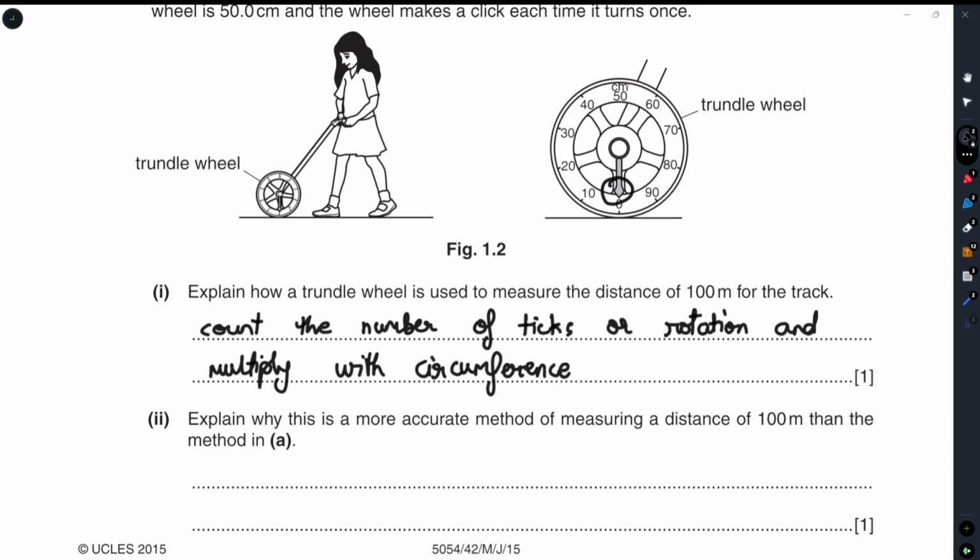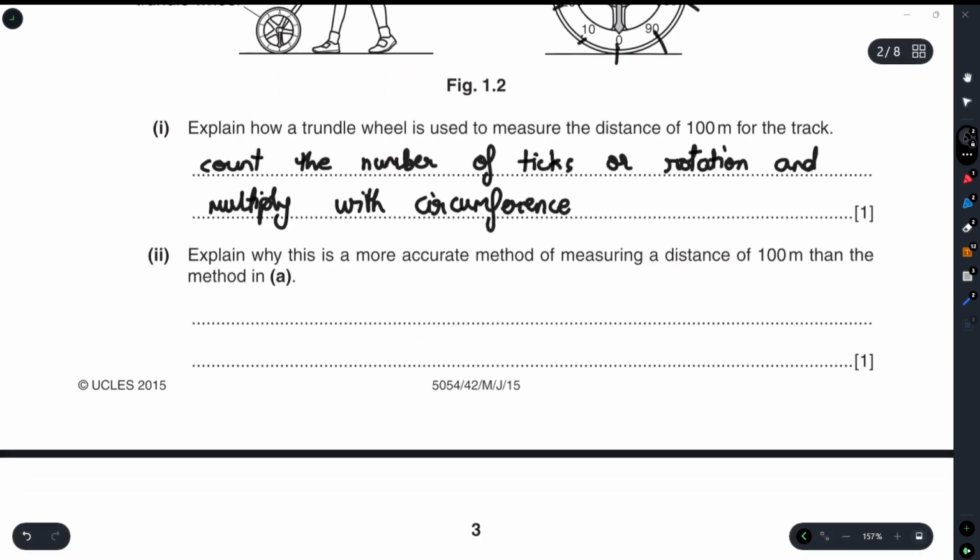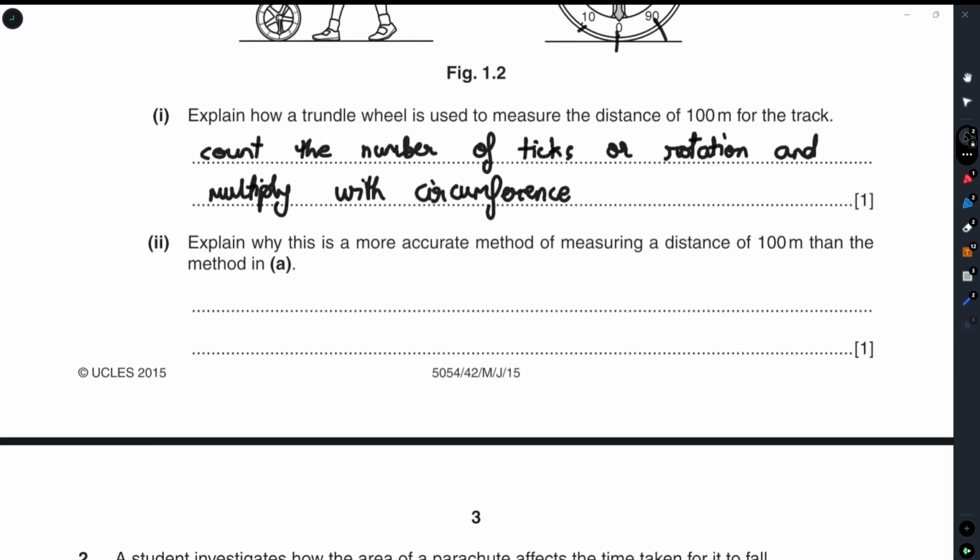Here we know that each rotation of the trundle wheel is approximately, this is not 50 centimeters, so from 0, 10, 20, 30, 40, 50, 60, 70, 80, 90 and 100 centimeters. So your circumference is exactly 100 centimeters. So essentially we count the number of ticks or the complete rotations of the trundle wheel, and then multiply that with 100 centimeters. In this case, you're going to get the length of the track.